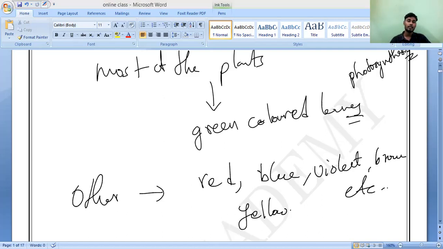But the thing is, if you take red color, violet color, brown color, or other pigments in such leaves, they definitely have some amount of chlorophyll. In such leaves the pigments mask the green color of chlorophyll. So photosynthesis also takes place in leaves having colors other than green. Do you understand, all of you? Yes or no? So the leaves having colors other than green also have chlorophyll present in them. That is what you have to remember.